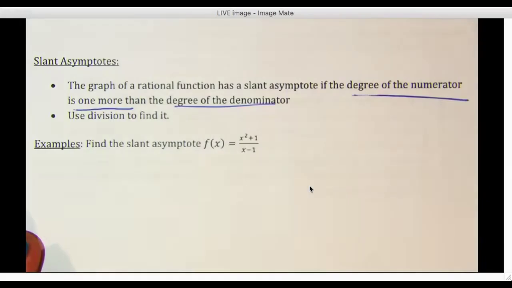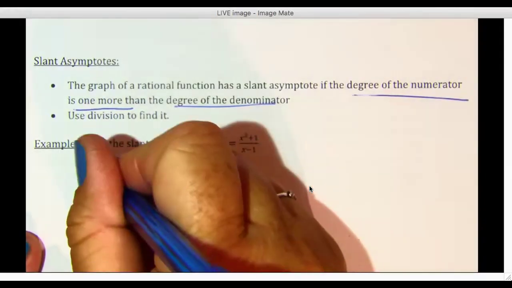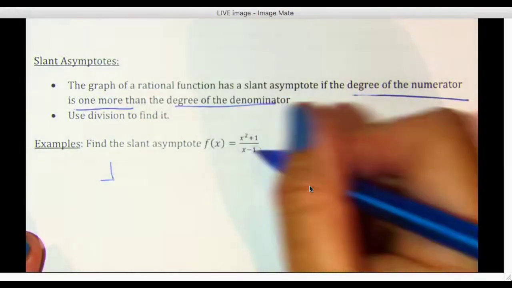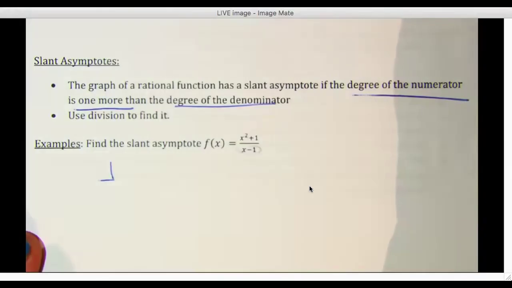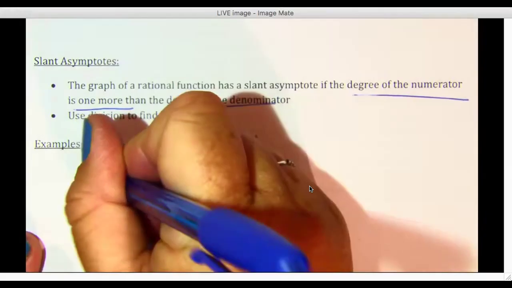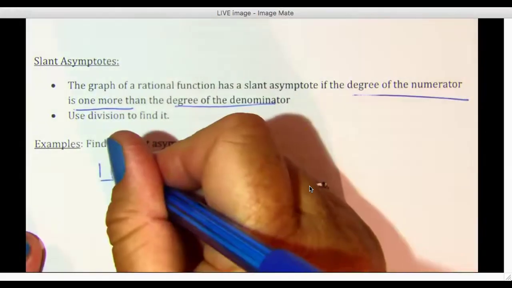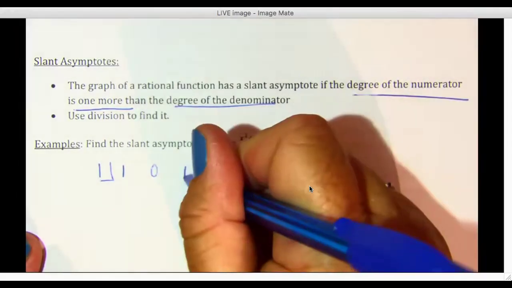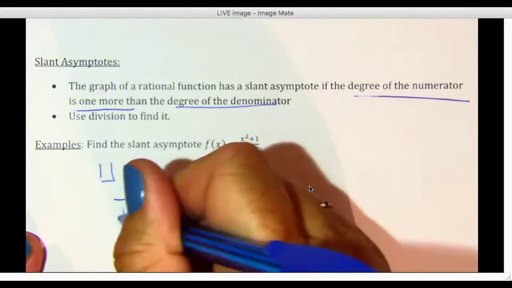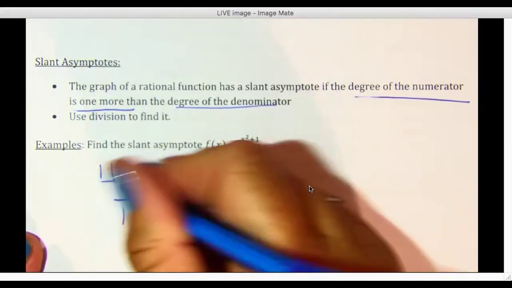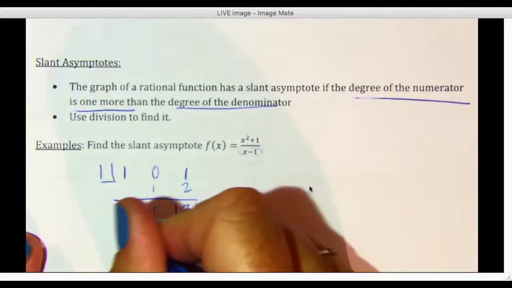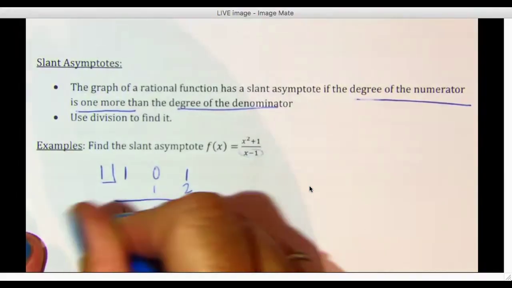And the way you can find them is by using division. So I'm going to use synthetic division for this one. We're dividing x squared plus 1 by x minus 1. So in my box, if you go back to our section on synthetic and long division, 1 goes in my box here. And then I have x squared, the coefficient is 1. There's no x term, so I need a placeholder. And then 1 for my constant. I bring down the 1. 1 times 1 is 1. 0 plus 1 is 1. 1 times 1 is 1. 1 plus 1 is 2. This x plus 1 is the equation of your slant asymptote.